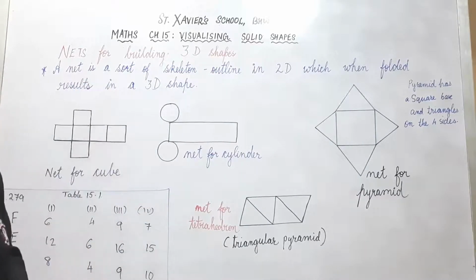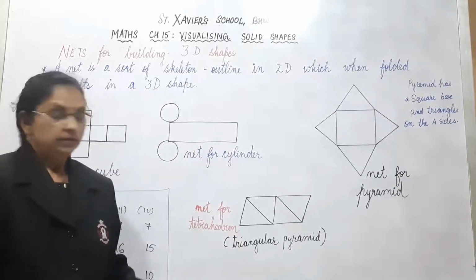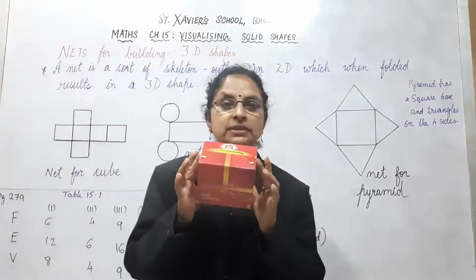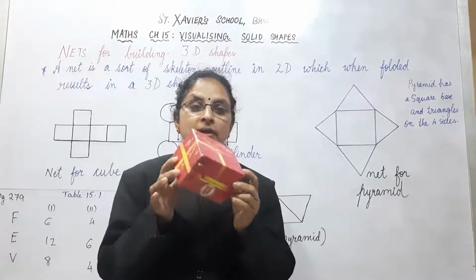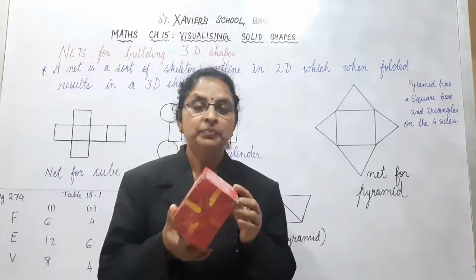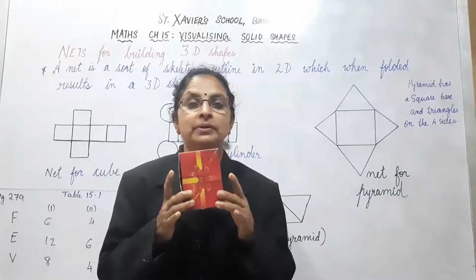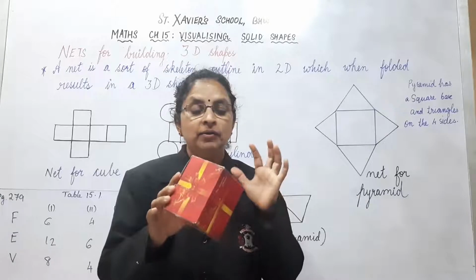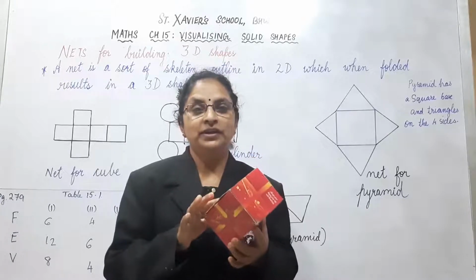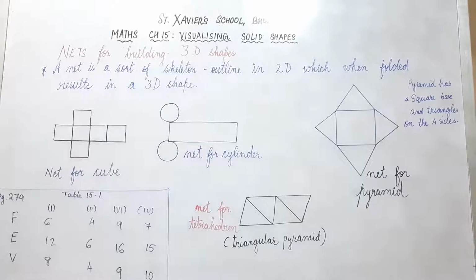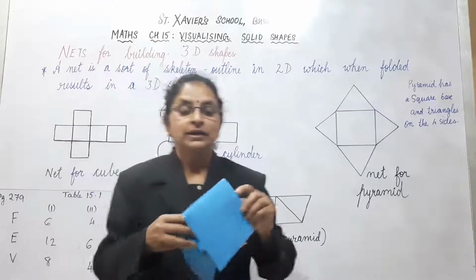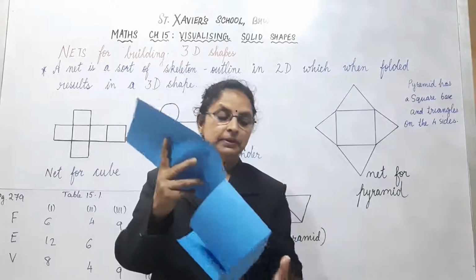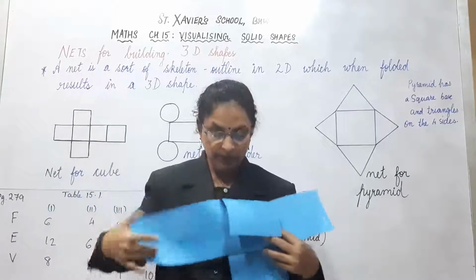Nets for building 3D shapes. Many times you must have seen boxes like gift wrappers or gift boxes, cartons and all. How do they make such shapes? Have you ever thought about it? First they make nets for it. How do they make the nets? I'll show you. First they make 2D figures. They cut the papers in this shape. 2D figures they make.